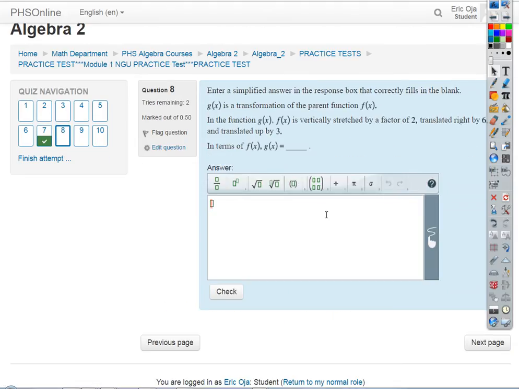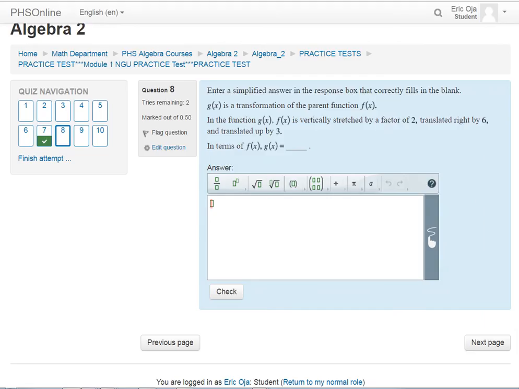Okay, this time you have to interpret what these values mean. So what's this mean if we're vertically stretching by a factor of 2? Which parameter is that? That's a, isn't it? That's telling us a equals 2. If we're translating right by 6, what's that telling us? What's the parameter that controls horizontal translations? h. And so that's telling us h equals 6, because we're going in the positive direction, right?